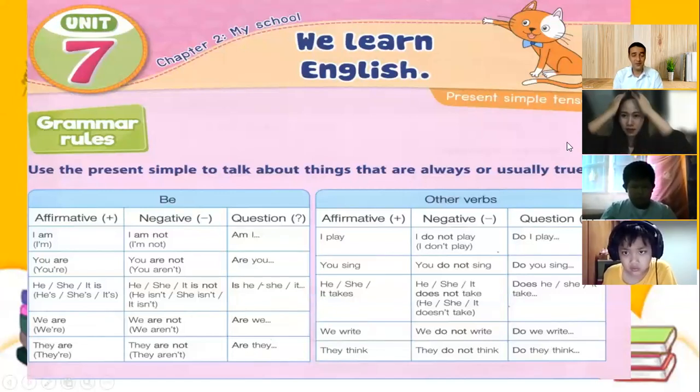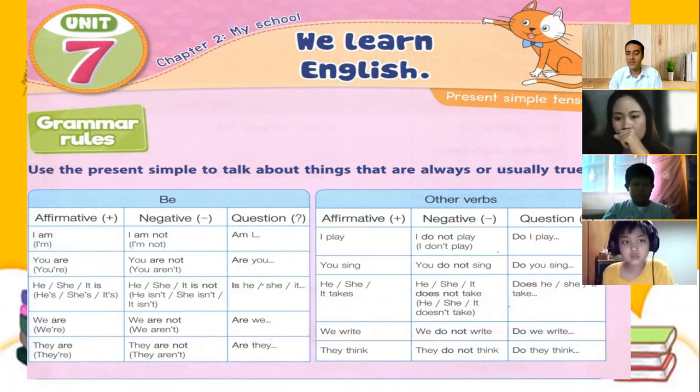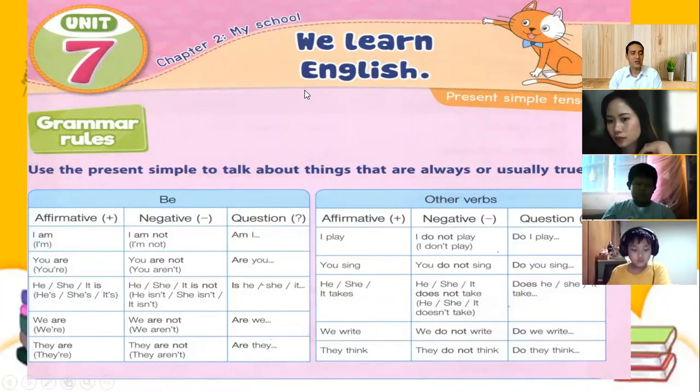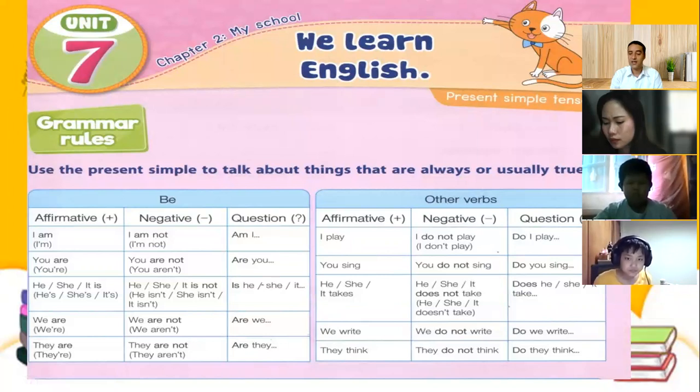So we use simple tense for actions that are repeated, okay, we call these action habits, okay. So here is how we are going to use that. There are some rules for that, okay. So use the present simple tense to talk about things that are usually true, okay.